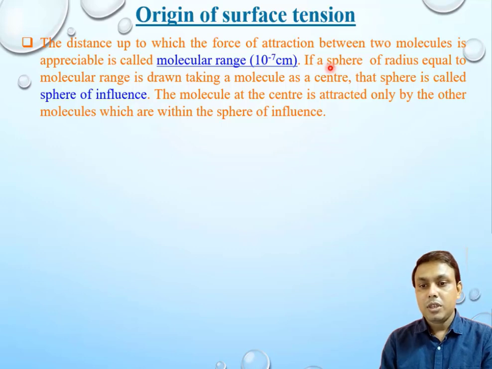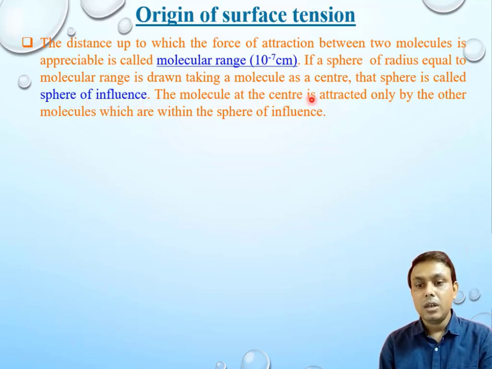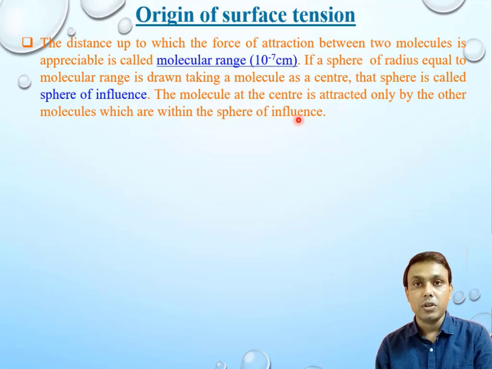Now, if a sphere of radius equal to the molecular range is drawn, taking a molecule as a center, that sphere is called the sphere of influence. The molecule at the center is attracted only by the other molecules which are within the sphere of influence.